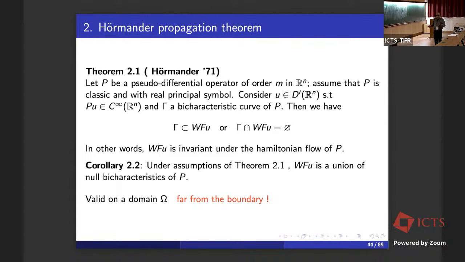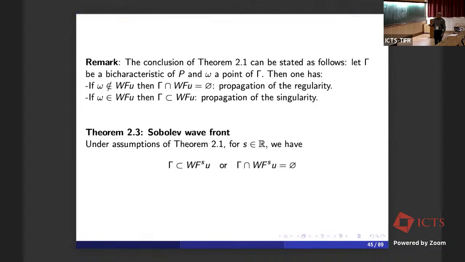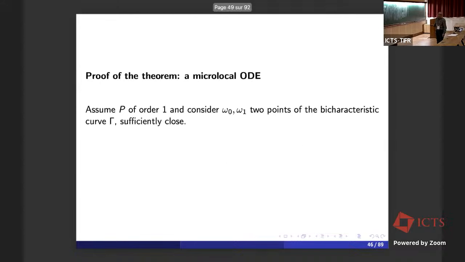And we will work far from any boundary, in the free space. In this course, we will not consider the case of boundaries. Also, what is true for the C-infinity wavefront works for the Sobolev wavefront. So we will prove this case: a bicharacteristic curve of P is contained in the Sobolev wavefront set HS of u, or doesn't intersect this set. And the proof is based on a microlocal ordinary differential equation. The picture would be of help.